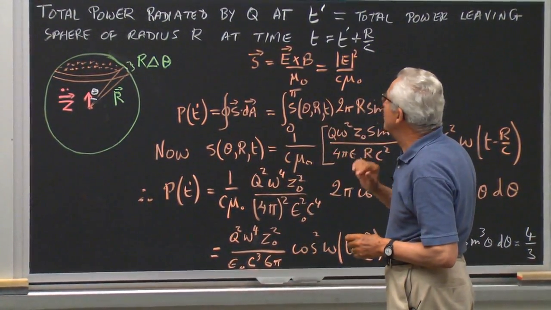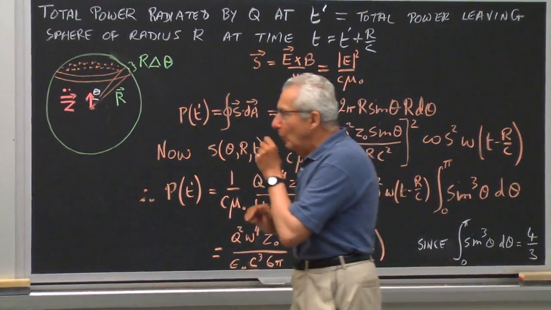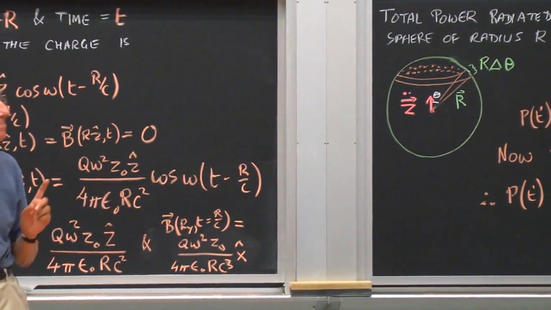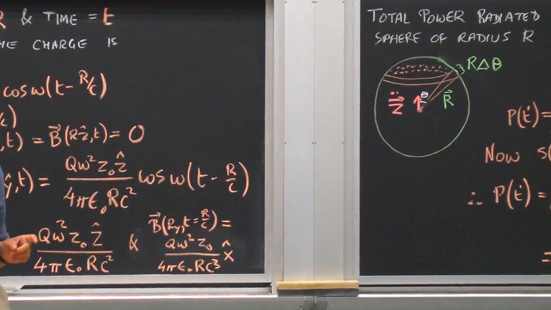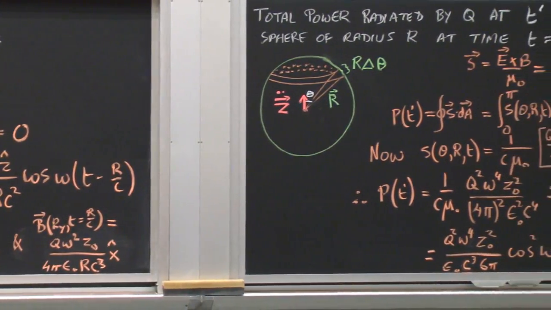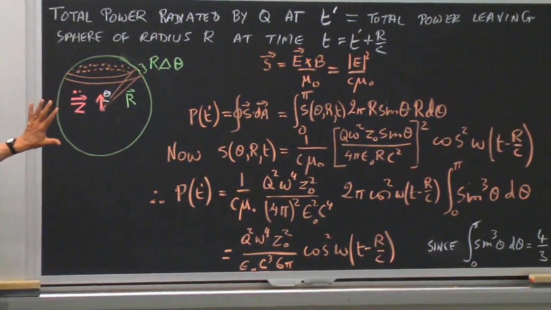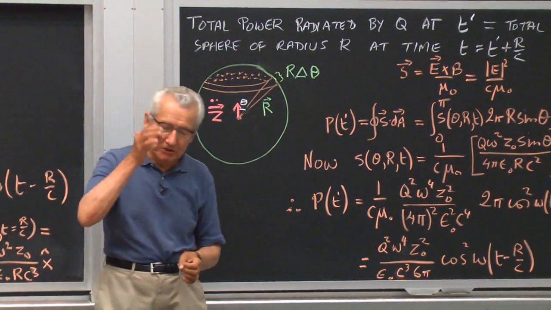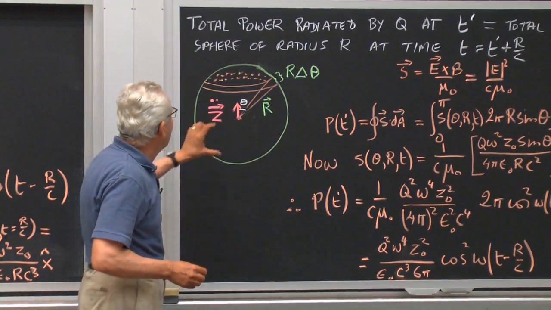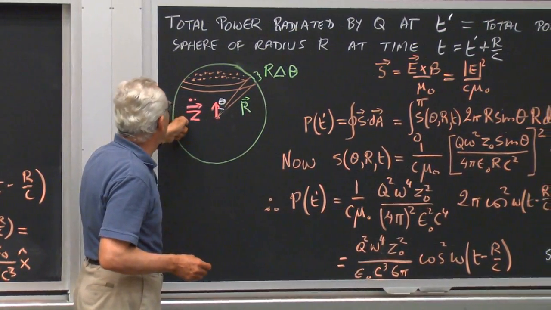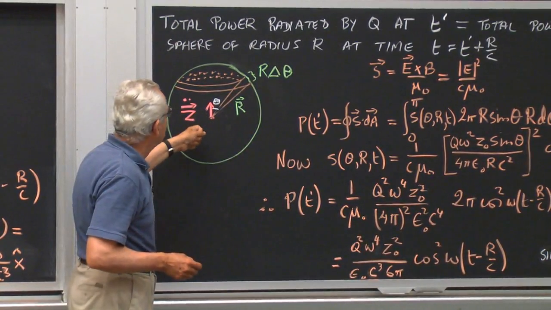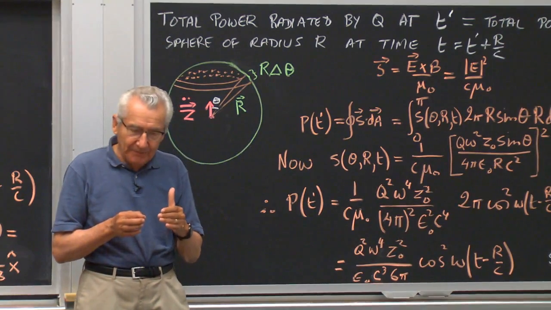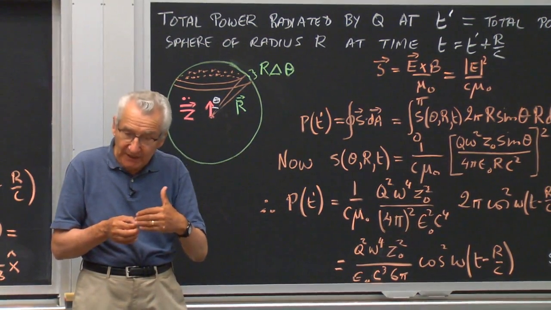Let's take the same situation and try to calculate the total power radiated by the charge. So I've taken the same problem. There is the charge oscillating up and down with amplitude z0 cosine omega t prime. And what we see, well, we know that it radiates energy.